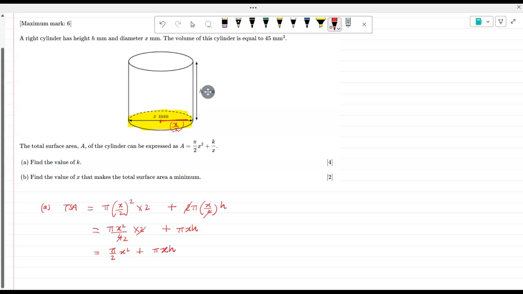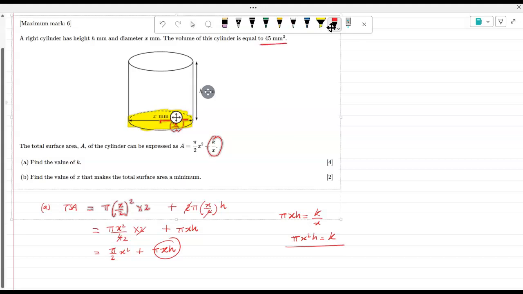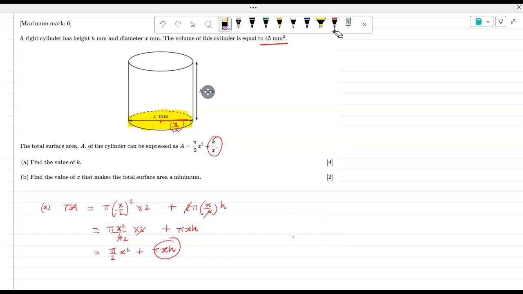Now you equate. This is equal to this. Pi xh is equal to k upon x. Cross multiply to get the value of k. So pi x square h is equal to k. The value of k they want... the volume is given. No, sorry, I didn't read this. So we have to use the volume. Okay, not this. This is incorrect. Volume is given, I just saw it.